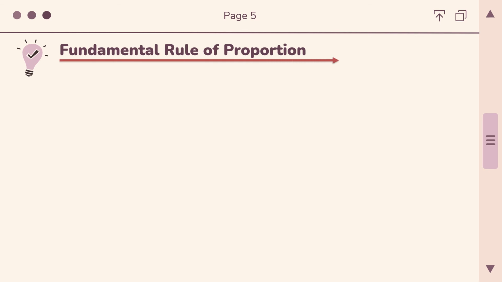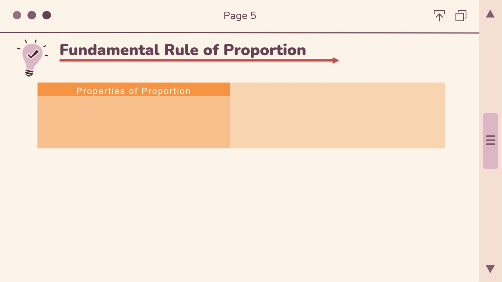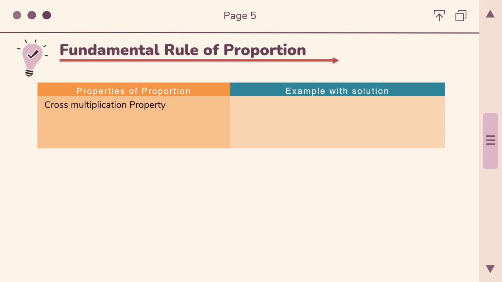Okay, proportion is duha ka ratio, but sometimes these two ratios are being expanded. So depende siya sa property involved. So we have here two columns. The left column is talking about the properties of proportion, while the second column talks about the examples with the following solutions and explanation. So first property is the cross multiplication property.